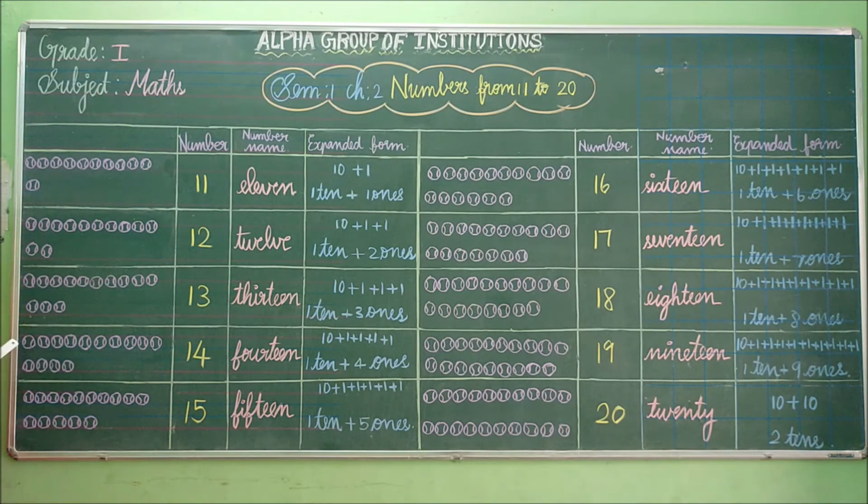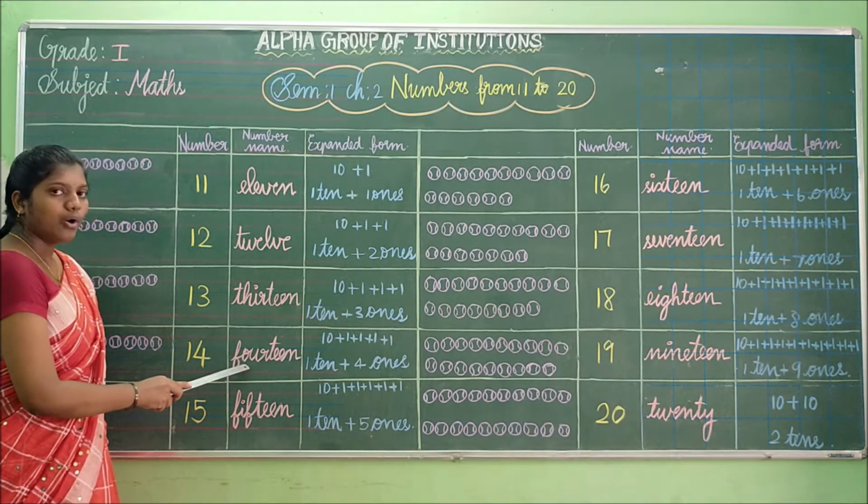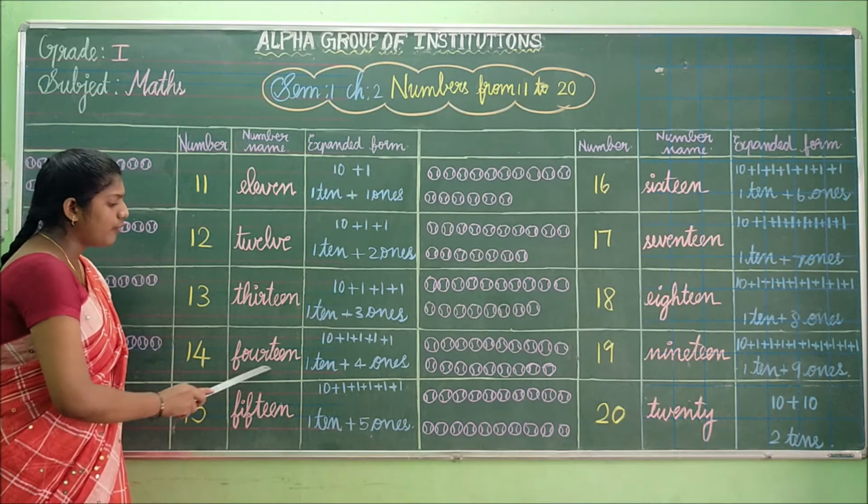So next one, see here, count with me. 1, 2, 3, 4, 5, 6, 7, 8, 9, 10, 11, 12, 13. So after 13, what number will come? 14. So we have 14 balls here. We represent the number as 14. Then see the number name, F O U R T E E N, 14.